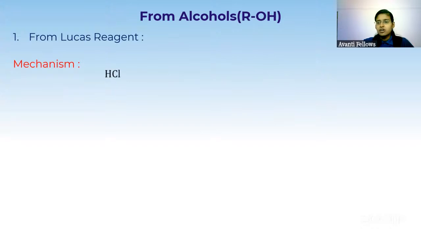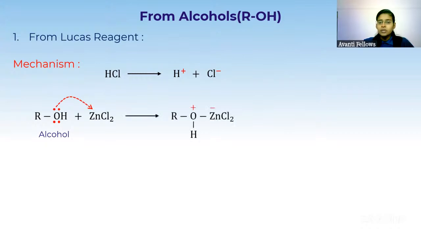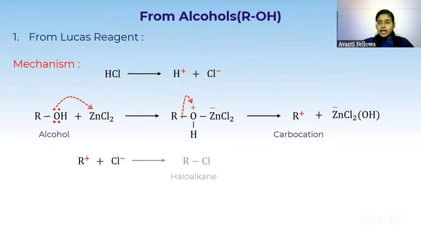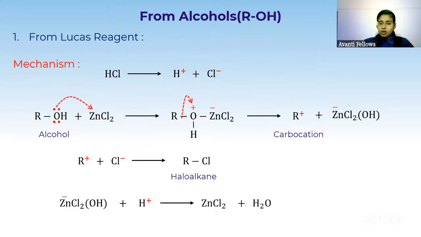First of all, we have HCl, which produces H plus and Cl minus. Zinc chloride reacts with the alcohol and forms an intermediate like this. The electron shift happens and it forms a carbocation, and we get zinc chloride with OH. That carbocation reacts with the Cl minus present in HCl, which leads to the formation of RCl. Later on, the byproduct reacts with H plus and forms zinc chloride back, along with H2O. So this is the mechanism.